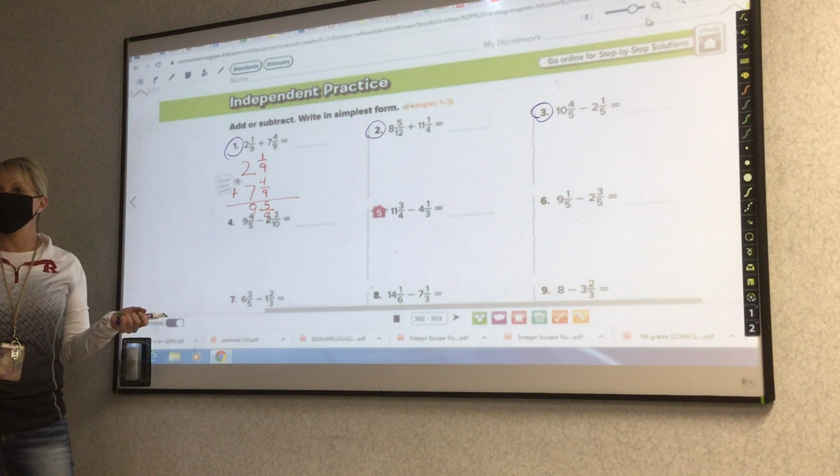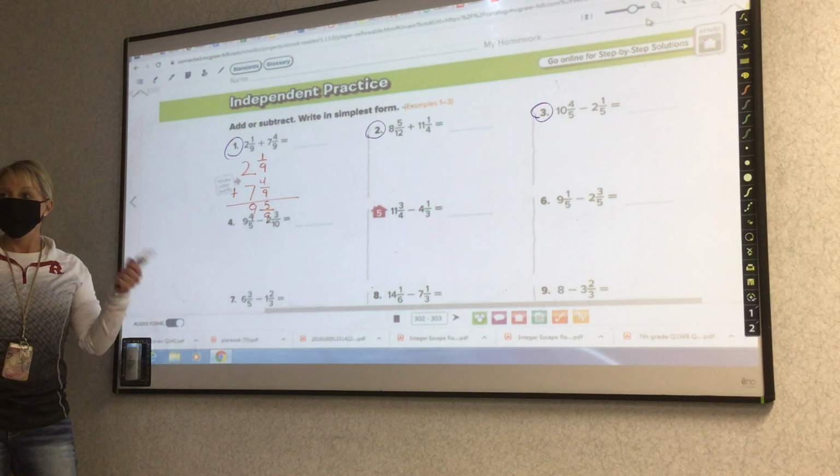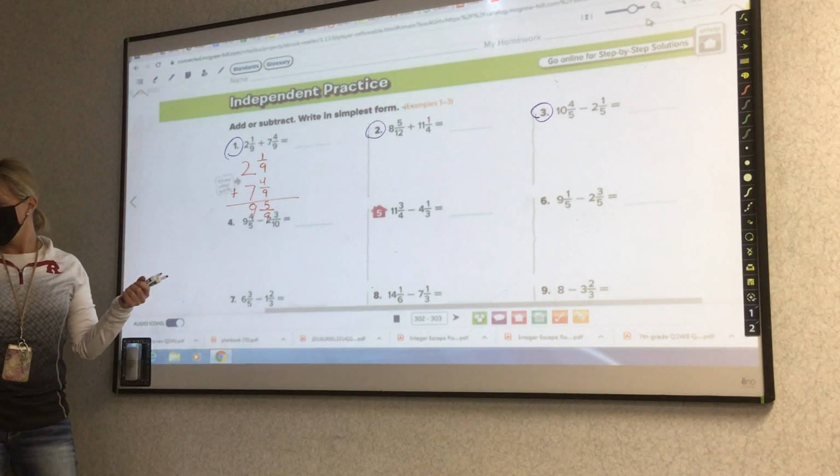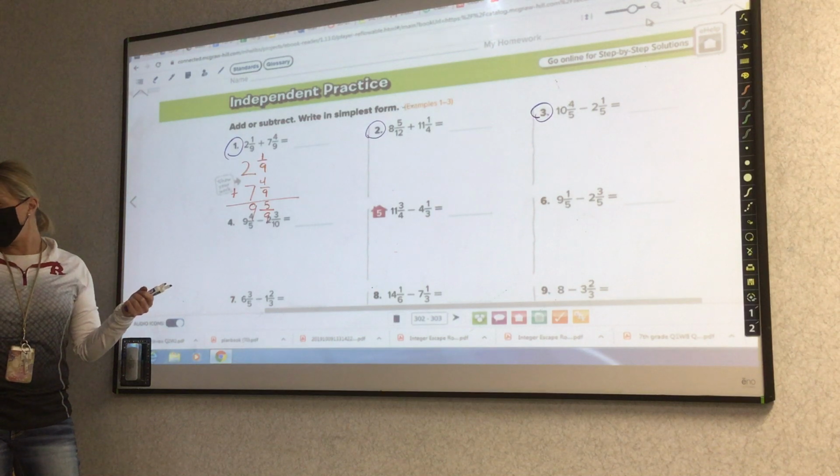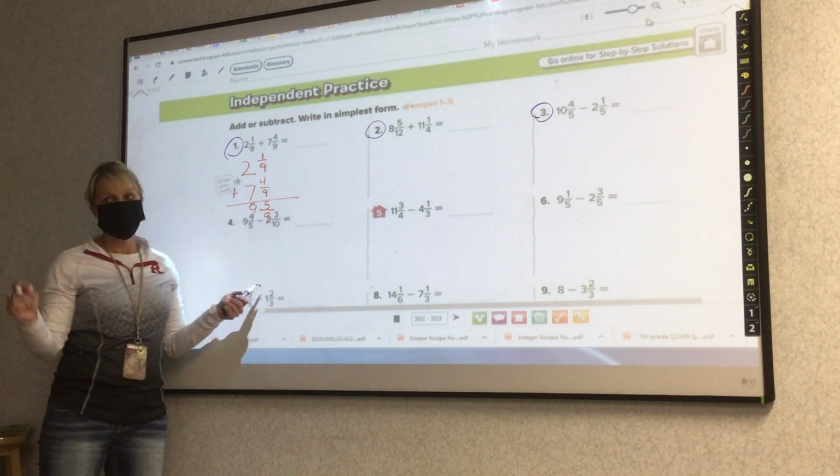How'd you guys do? If you got it right, stay standing. Put a star on the whole thing. If you didn't, find your mistake and make the correction.